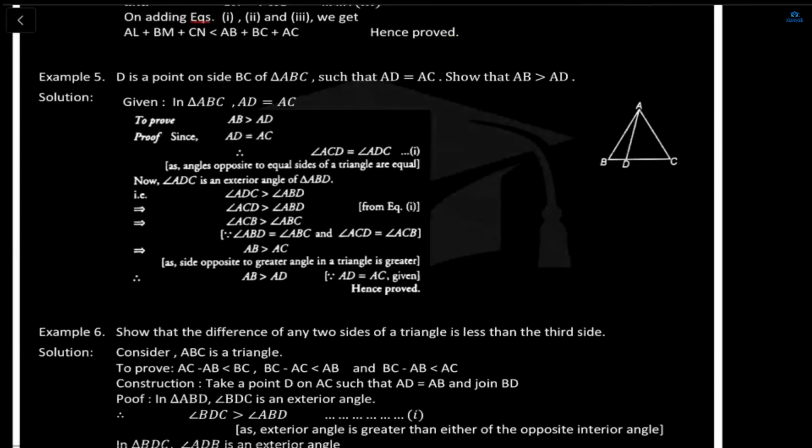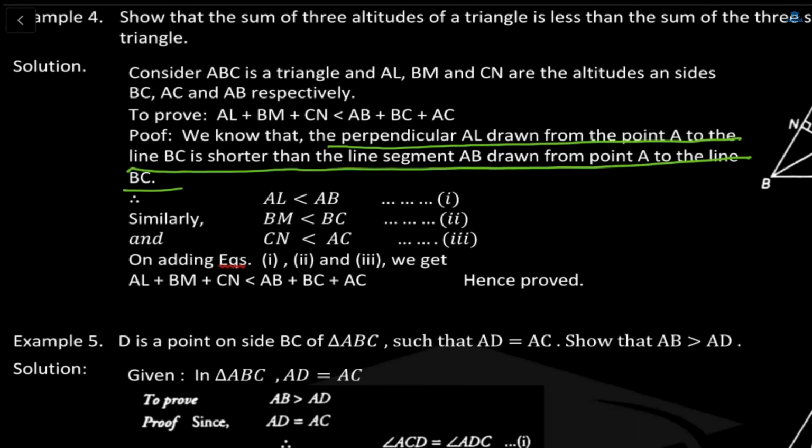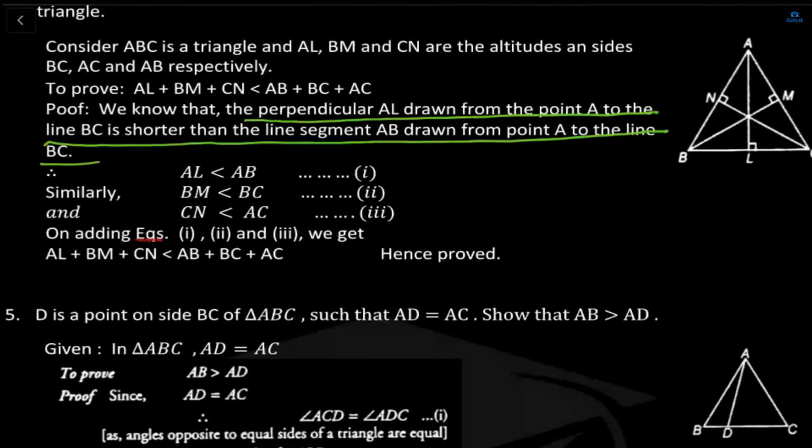Now tell me, everybody try to do this question number 5. I'll enlarge it. D is a point on side BC of triangle ABC, as shown in the figure, such that AD is equal to AC. Show that AB is greater than AD.